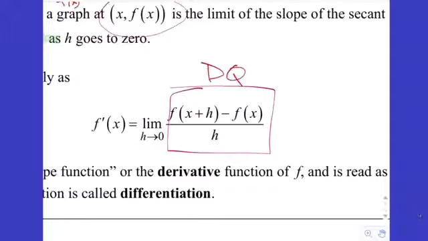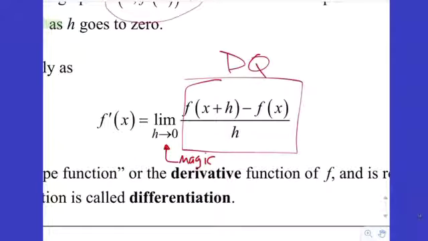But what's the magical part? What are we going to do? We're going to let h, the distance between the 2 points, go to 0. And that forces the 2 points to converge to each other. And that magically turns a secant line into a tangent line. It turns an average rate of change into an instantaneous rate of change.